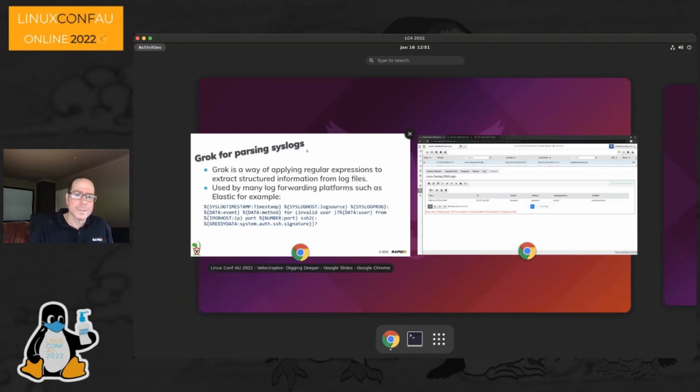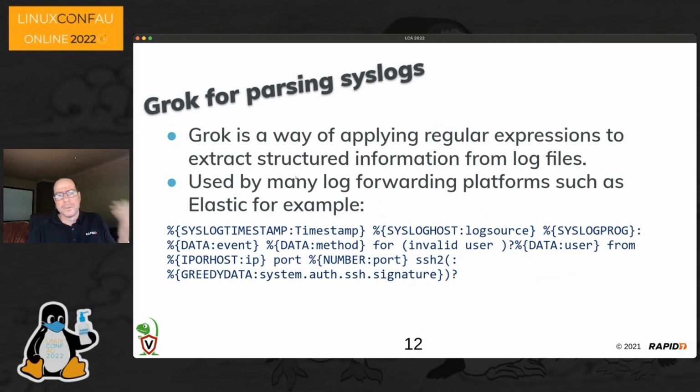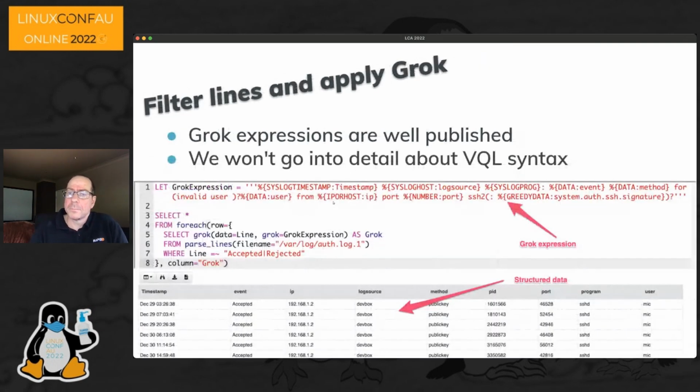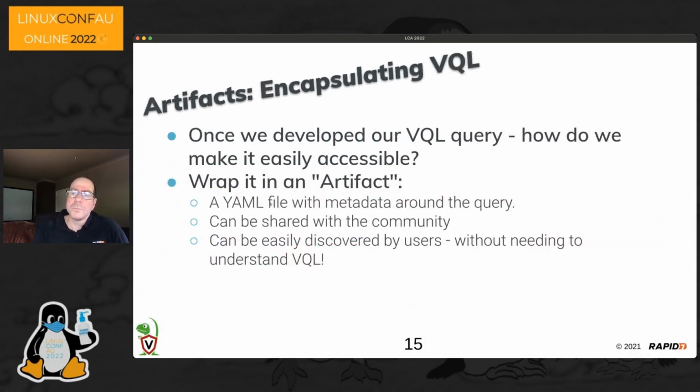So let's go back to the slides and recap so we don't go too far ahead of the slides. We used VQL to parse each line out of the file. Then we applied a grok expression to create a structure out of the text soup of the syslog. And then we wrapped it in something called an artifact, which is basically a YAML file with metadata. It has a name and it has parameters that are declared as part of the artifact.